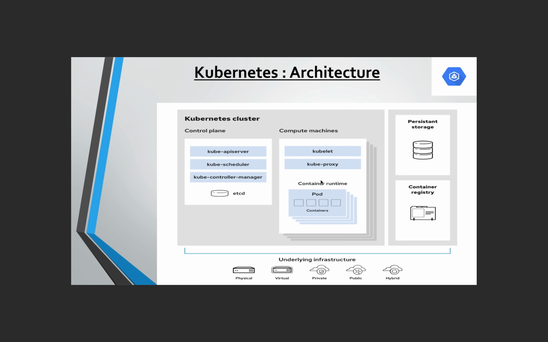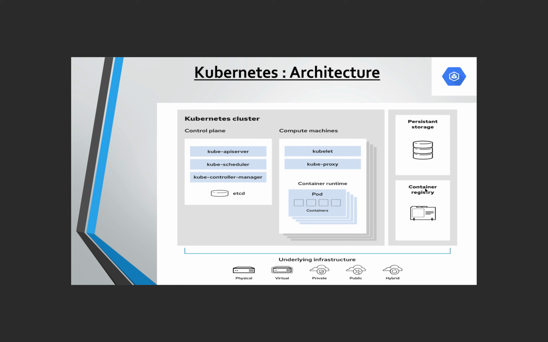Now coming to the other component of the compute machine, which is the kube proxy. You can consider it as a kind of firewall which handles the traffic or network which could come in or go out of the cluster.